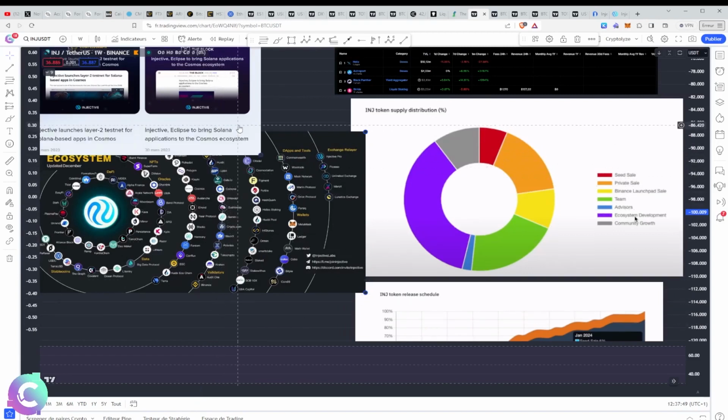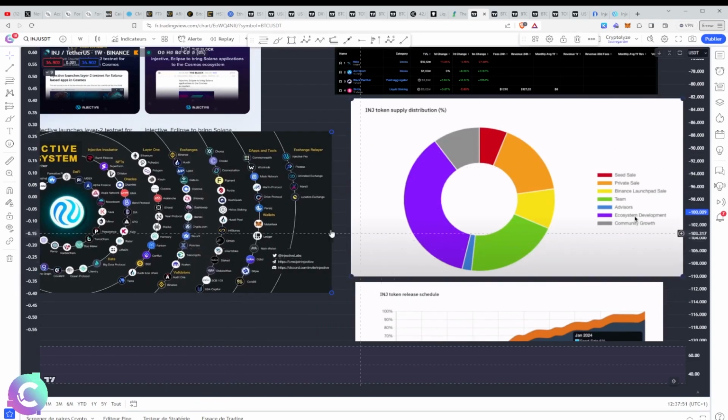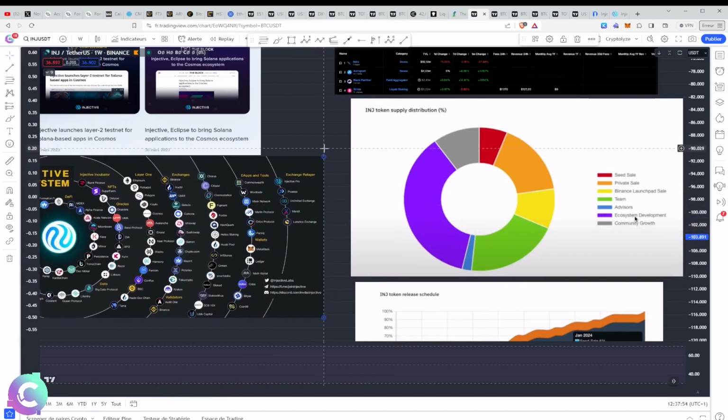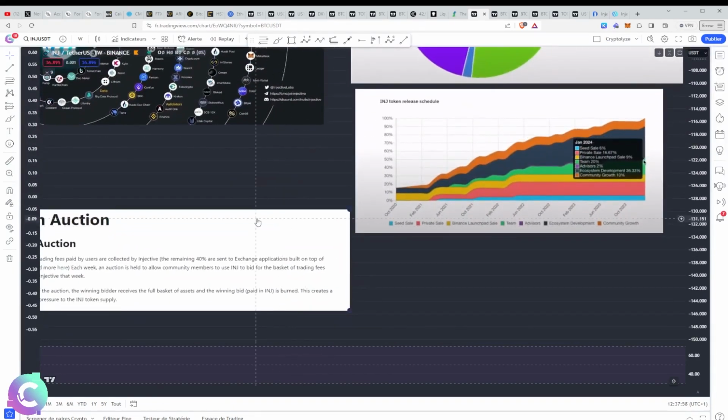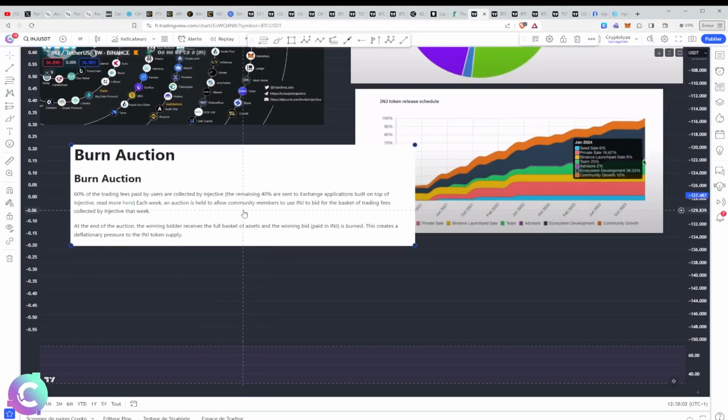But real exchanges that use the Injective blockchain. So there are several things to understand about this. First, the Injective token will serve as governance, will serve as protective staking, okay, but will also have a role in the notion of burning and auction.